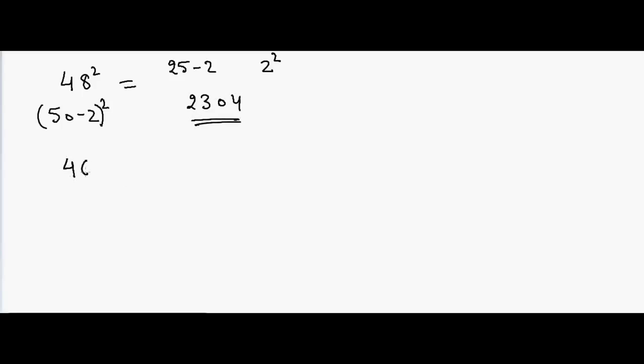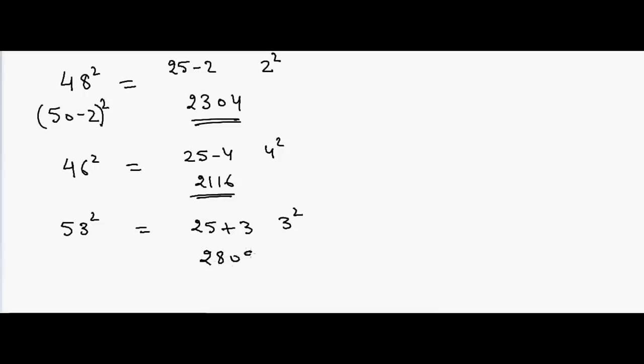Another example is 46 square. In this case we'll subtract 4 from 25 and do 4 square, so the answer will be 2116. Let's take another example. If I have 53 square, then in this case it will be 25 plus 3 and then 3 square, so the answer will be 2809.